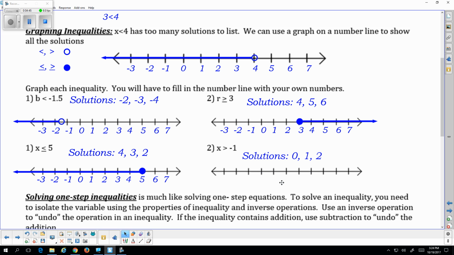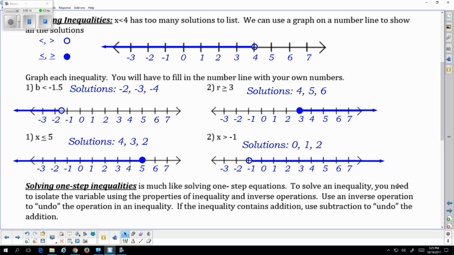Alright, the last one, here's some solutions I came up with, some things that were greater than negative 1. And am I going to do an open circle or a closed circle at negative 1? I'm going to do open because negative 1 is not greater than negative 1. They're equal, so that's actually not a solution. And then which way am I going to be shading? To the right or to the left? I'm going to shade to the right. Okay, so that's how you graph some inequalities.